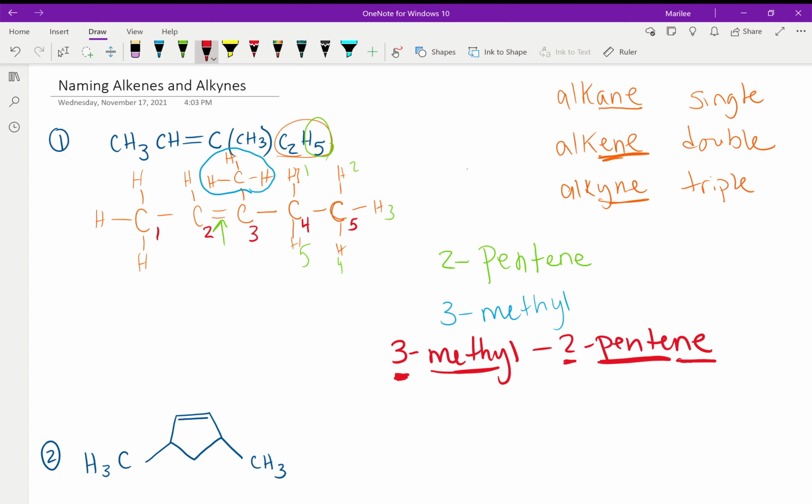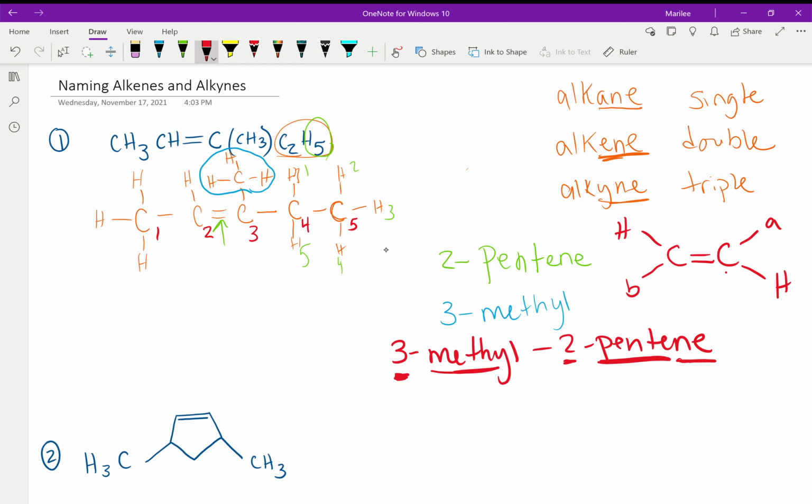A lot of times when we have things double bonded, we would have something here, let's name it A, and let's say this one's bonded to a hydrogen, and then we have something here, B, and this one's bonded to hydrogen.